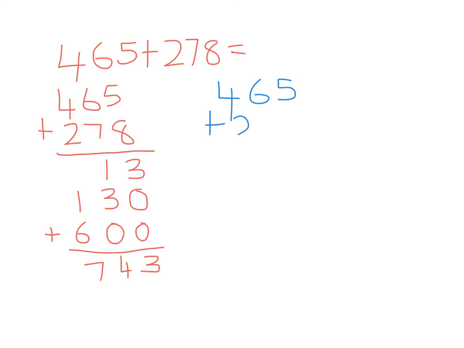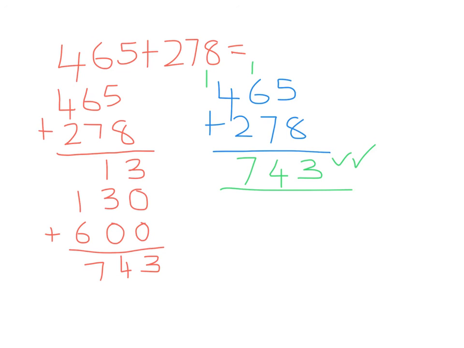465 plus 278. 5 plus 8 equals 13. I put the 3 ones down and add the 10 to the tens place value. 10 plus 60 is 70, plus 70 more is 140. The 4, the tens column, which is for 40, and the hundreds to the hundreds place value. 100 plus 400 is 500, plus 200 more is 700. The answer is 743. So this is how to use a written algorithm.